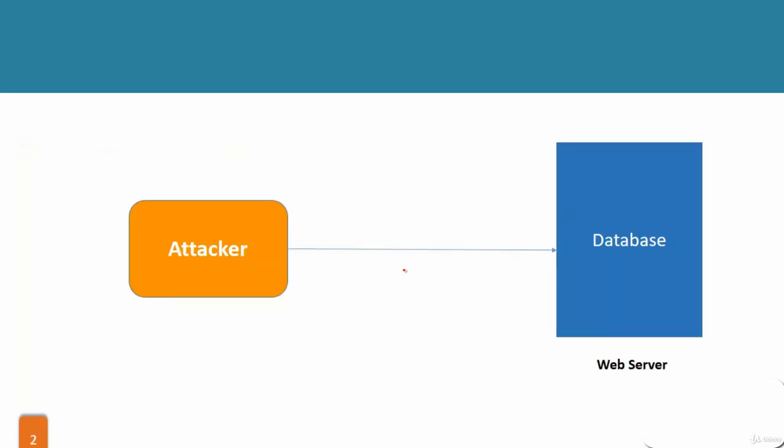We have an attacker and we have a database, and the database is obviously inside the web server. So the web server contains the database, alright? So if you want to attack a website, you are at the front end of the website and you need to enter some queries so that you can connect with the backend, which is the backend of the server, or you can say the database. So these queries are called SQL queries. SQL is called structured query language, and this language is used to communicate from the front end to the backend.